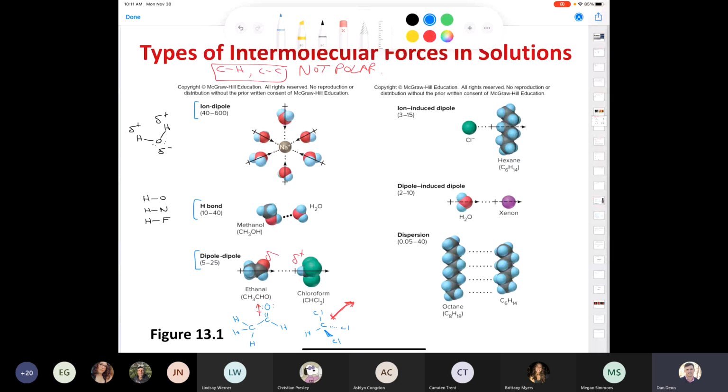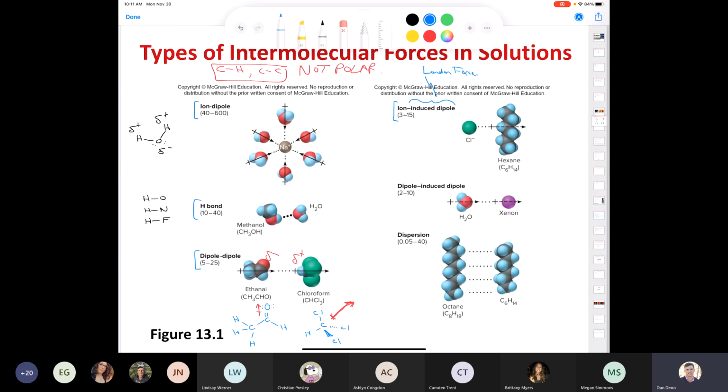Anyhow, that's another lecture. The next one is an ion and induced dipole. Remember that an induced dipole is what Mr. Dion calls a London force. Okay, a London force is the same thing as an induced dipole. So, London forces.